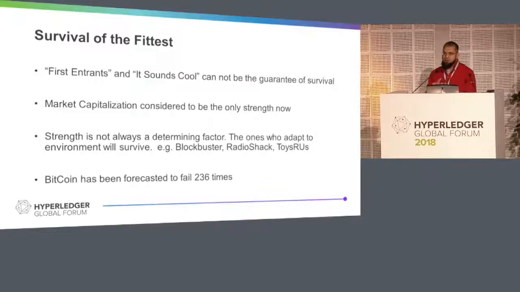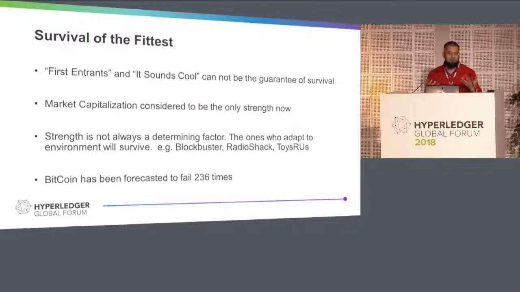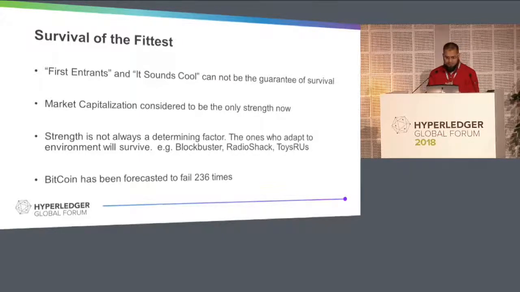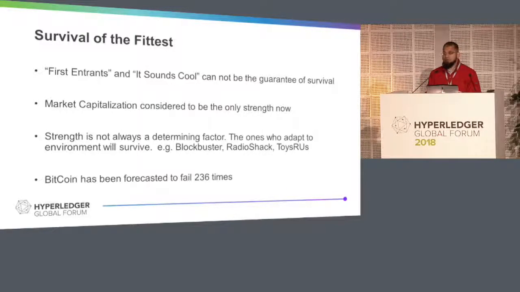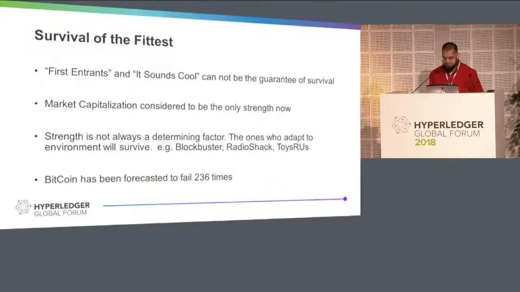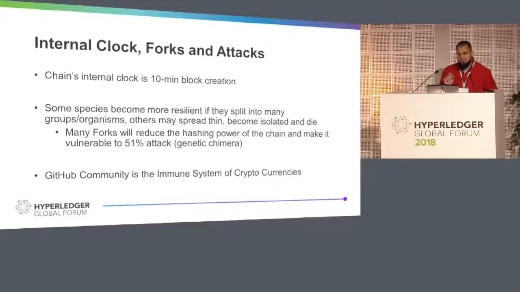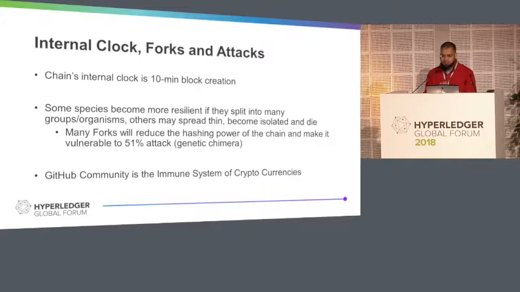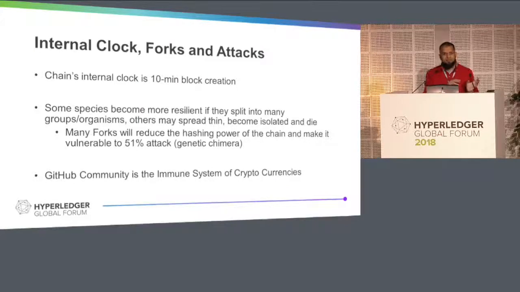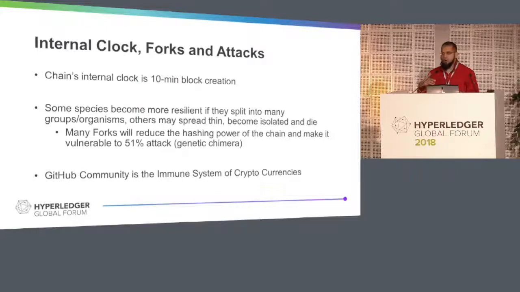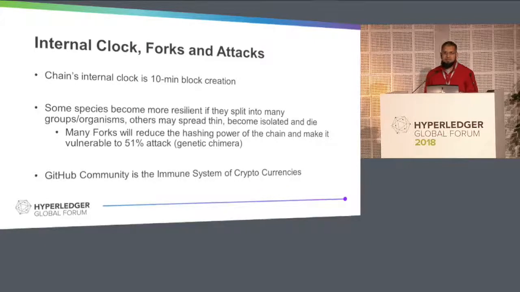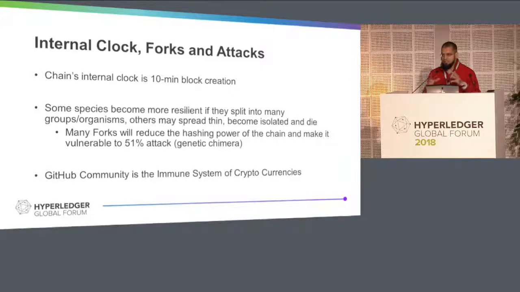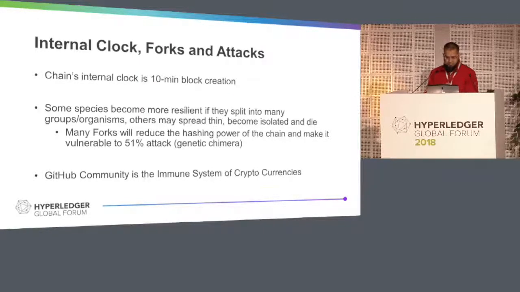For example, we have Blockbuster, Toys R Us, and Radio Shack. They were giants. What happened? They could not adapt to the environment, and they vanished. Bitcoin, by the way, has been forecasted to fail 236 times, and it still didn't. The chain has an internal clock of about 10 minutes. I call it their own system of creation, while the GitHub community is equal to our immune system. It is killing those viruses and making sure that the whole species, cryptocurrency as a species, would survive.